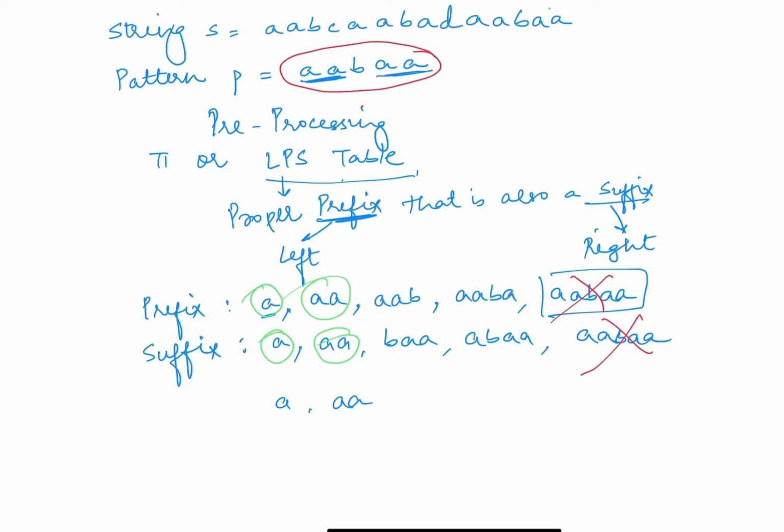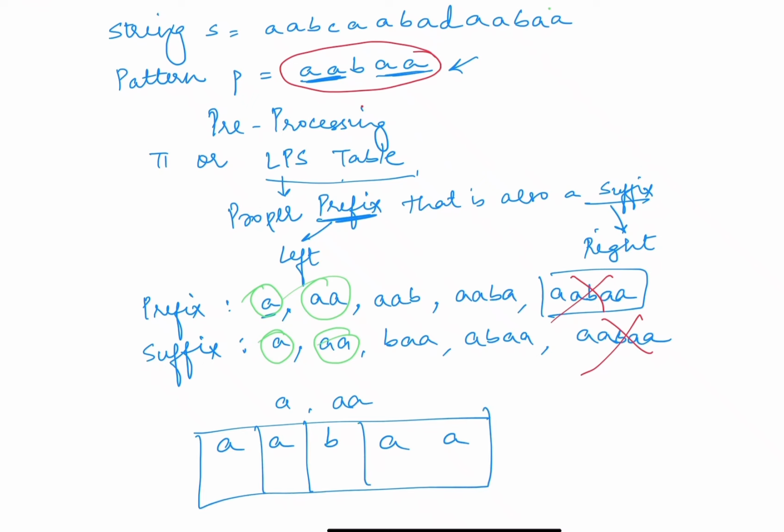Now let's see how to create this pi table. I am not explaining the algorithm right now. I am just explaining how you can create this LPS table. So it is A, B, A, A, the same pattern that we were talking about. For the sake of simplicity, I am going to mark them as 1, 2, 3, 4, 5 rather than using the index as 0. I'll be using the index as 0 for all other references, but just for now, for explaining how to create this LPS table, I'm using the indexes as 1, 2, 3, 4 and 5, okay?